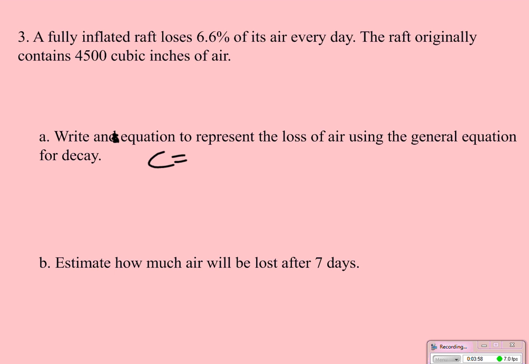So C is going to be 4,500. Our original amount is going to be 4,500. My rate is 6.6%, but as a decimal, move it over 2 places, that's going to be 0.066. So my equation is going to look like this.